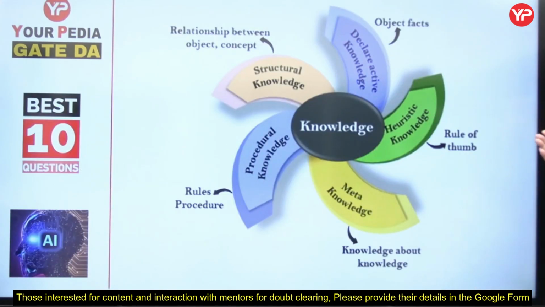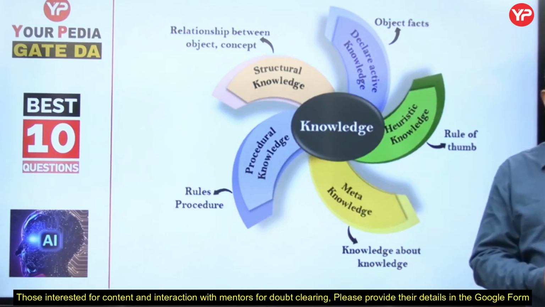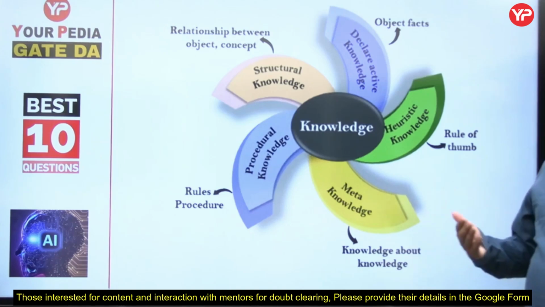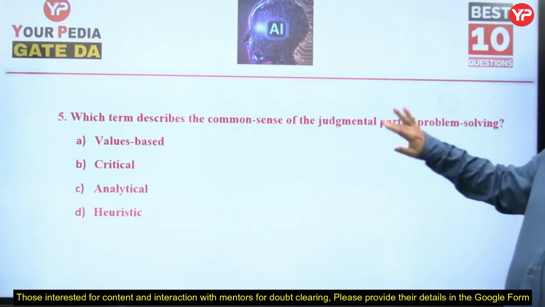See here, knowledge is like structural knowledge, relationships between objects and concepts. Types of knowledge: declarative knowledge, object facts; heuristic knowledge, as we are seeing, rules of thumb. Heuristics means some guideline, some rule of thumb, something from our experience, some information we have found out. And meta knowledge, knowledge about knowledge, knowledge of knowledge itself. And procedural knowledge: rules, procedures and all.